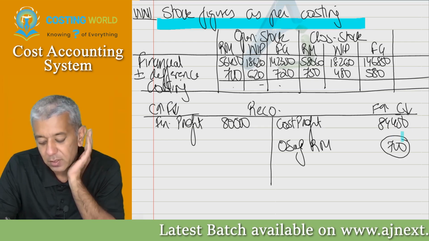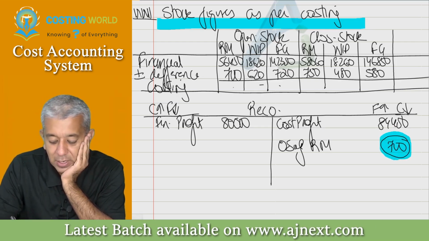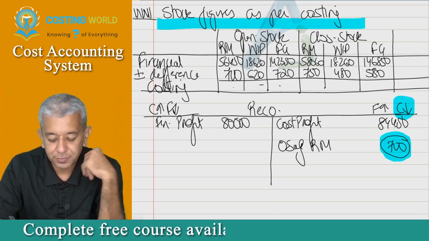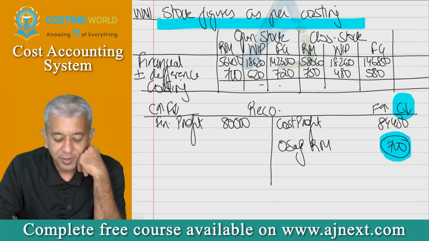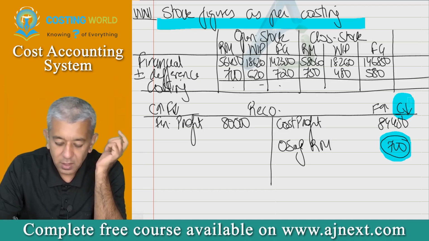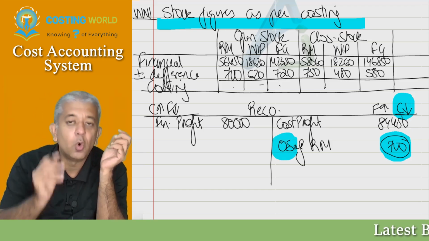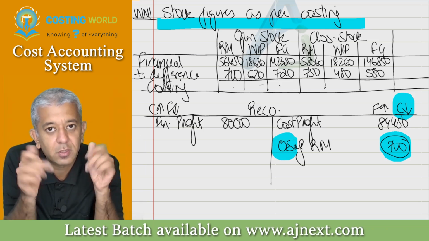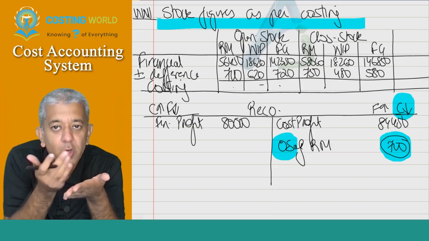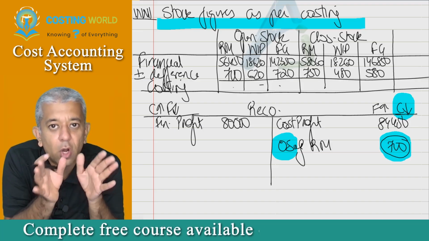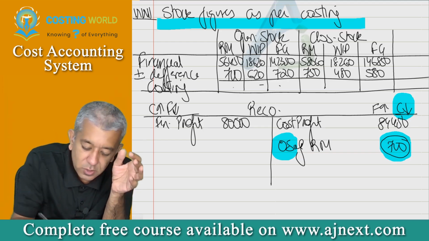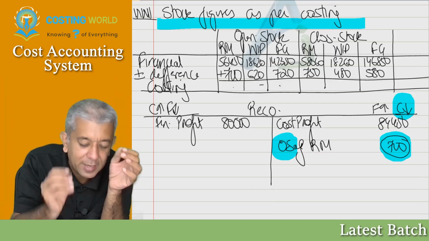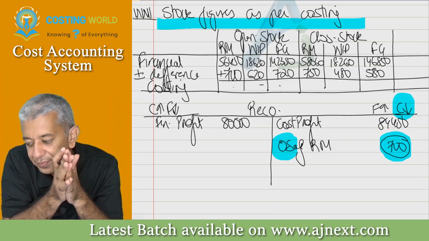Okay, and listen everybody. Due to 700, costing's profit is lower. Costing's profit will be lower when in costing opening stock is higher. This is the end of the story. So therefore, in costing opening stock of raw material is higher. So this figure should be higher than this, and therefore this figure will be add. Is this all okay? Yes, sir.